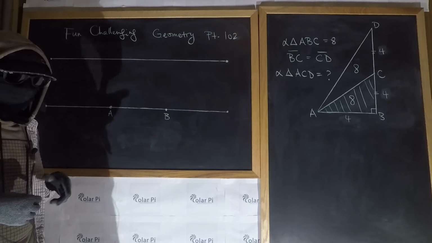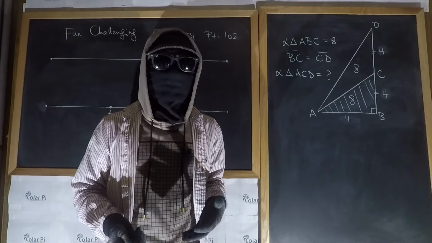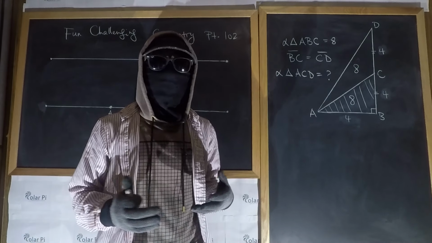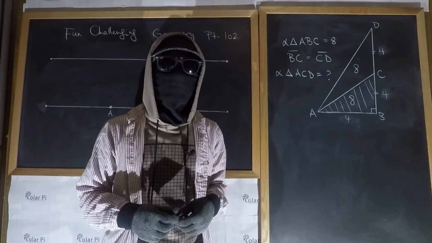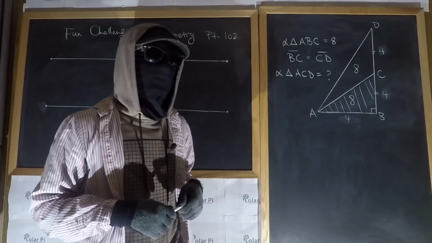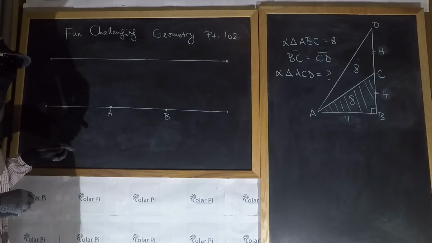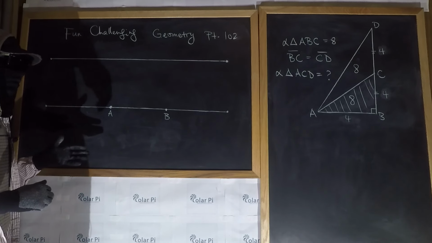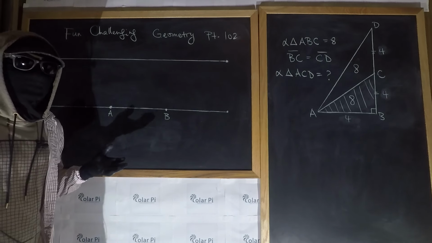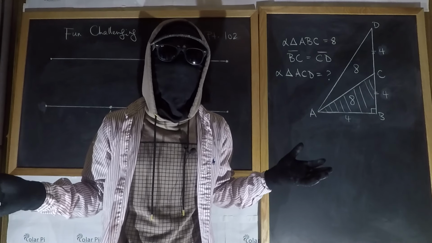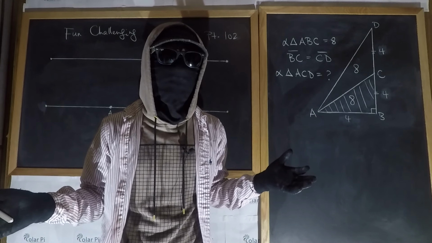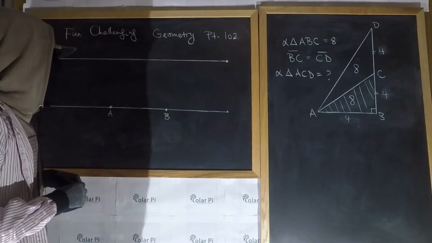But the underlying idea that it hits on, which sounds very obvious but is a little bit deceptive, is this. If two triangles have the same base and the same altitude, they have to have the same area. And you're like, duh. But let me demonstrate.